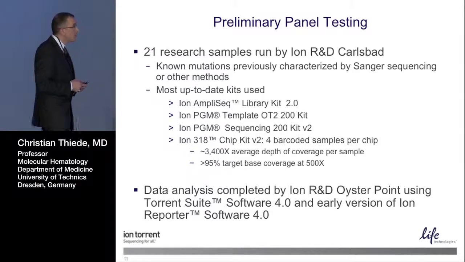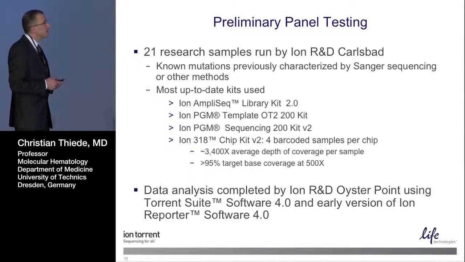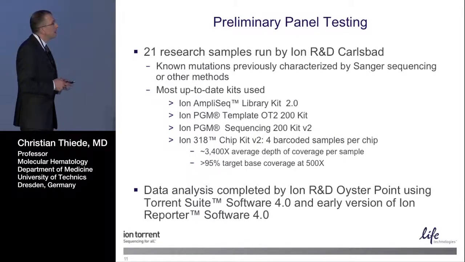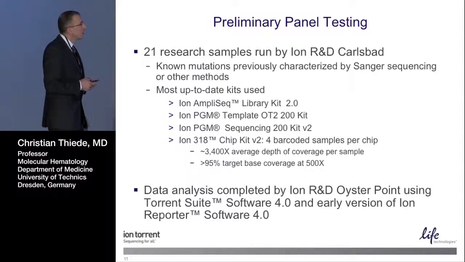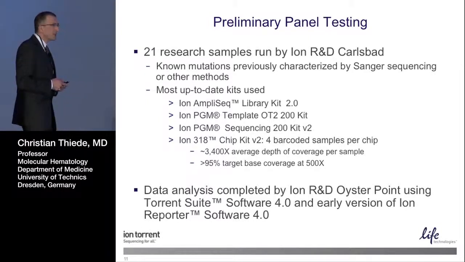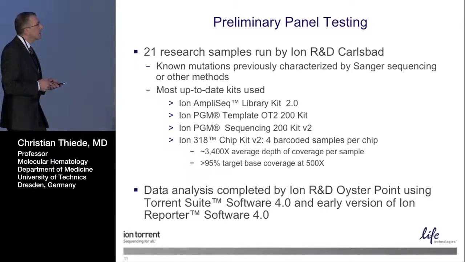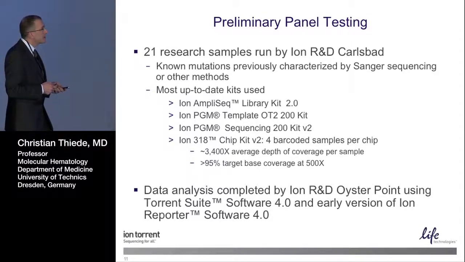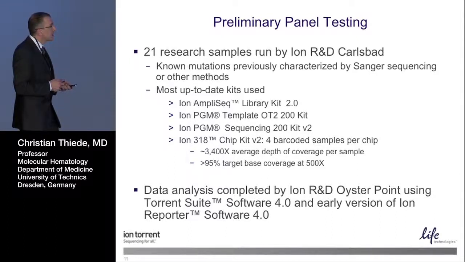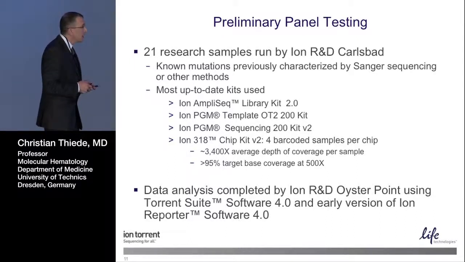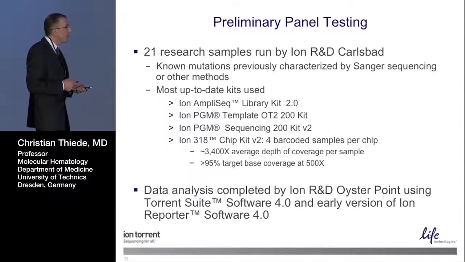We tested very recently, only a month ago. We sent the samples to Ion Torrent in California. This was a test set of 21 research samples which had been characterized by us using either Sanger sequencing or different technologies like fragment analysis or others. The people at Ion Torrent used their most recent releases of the different diagnostic or research tools they have in hand: the AmpliSeq 2.0 library, the 200 kit, and the PGM sequencing kit version 2. They put 4 barcoded samples per 318 chip.